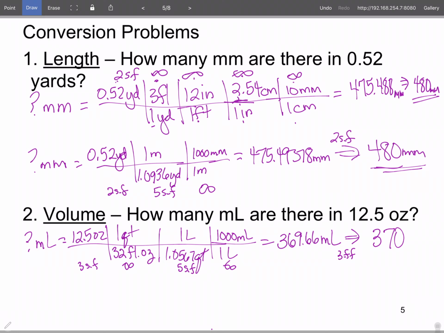Wait a minute, that's only 2. So I would put a decimal place behind that 0, because that indicates that that 0 is significant.